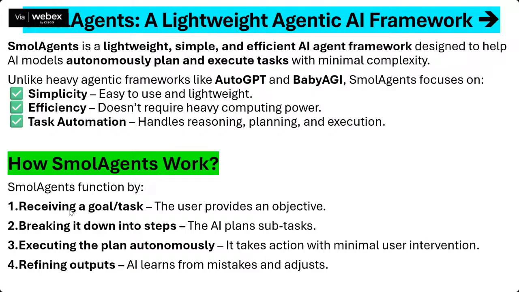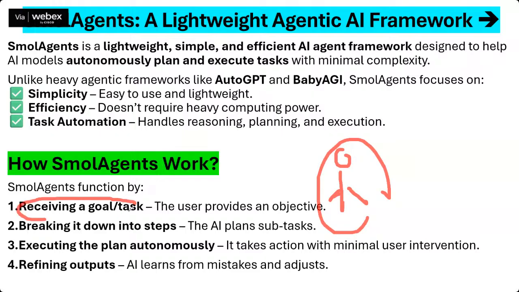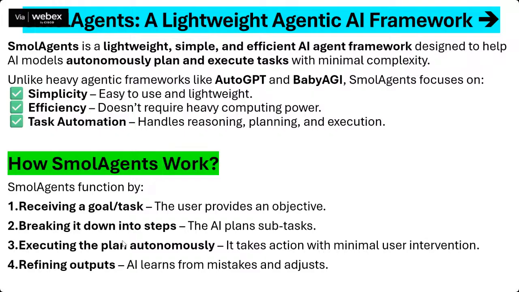So how does smolagents work? For example, you are a master here. You assign a goal to the agents. The agents receive a goal, and the user provides an objective. So what will the agents do? They break down the task into steps, convert it into subtasks, and execute the plan autonomously. It takes actions with minimal user intervention and refines outputs, guys.